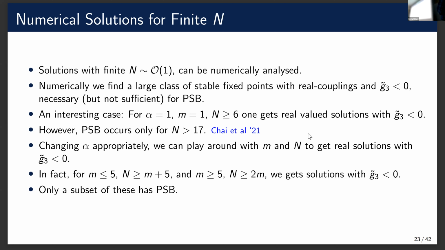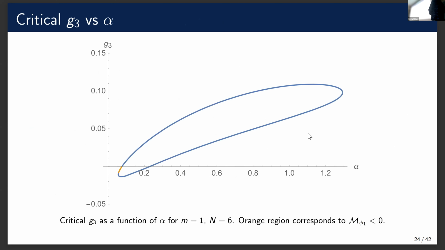kind of models. All right, and this is sort of graphically saying the same thing, that for m equals 1, n equals 6, you have all these values of G3 that are negative, but only this orange bit that corresponds to theories that break symmetries at finite temperature. Okay, all right.